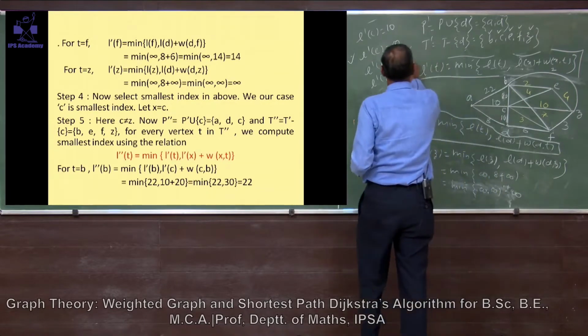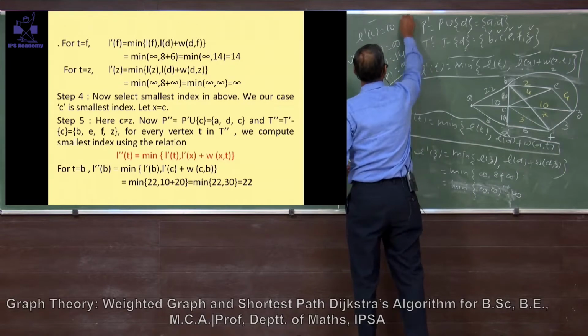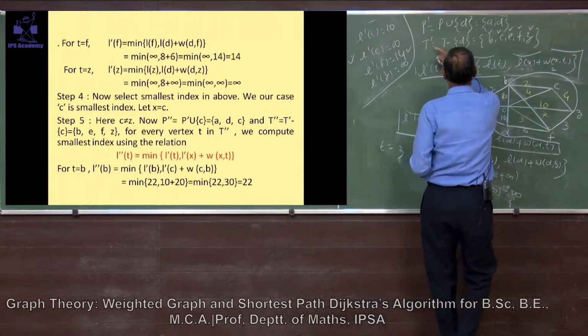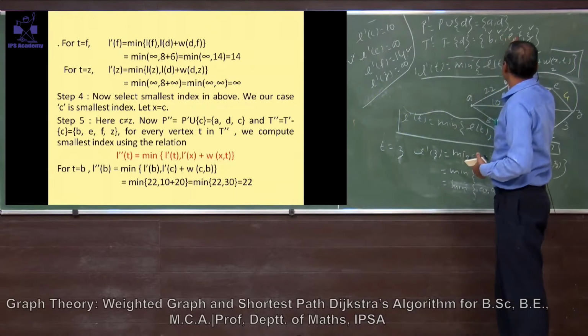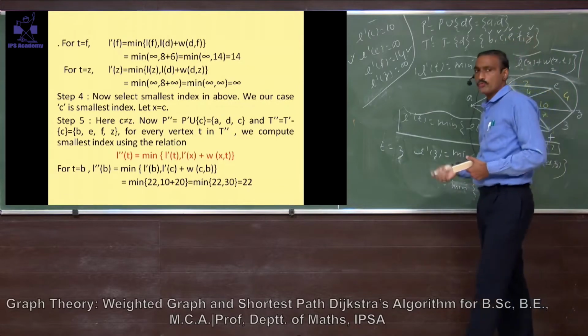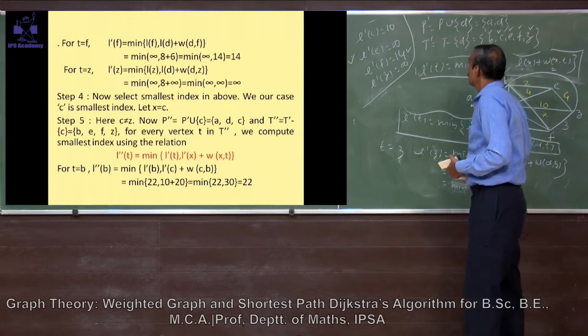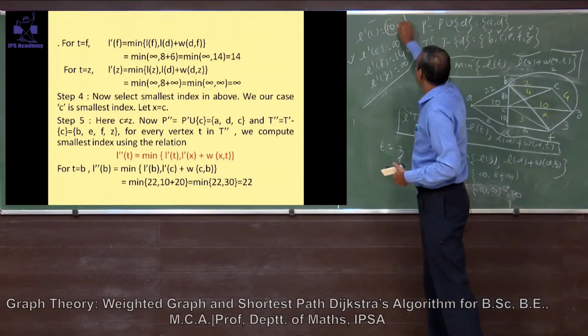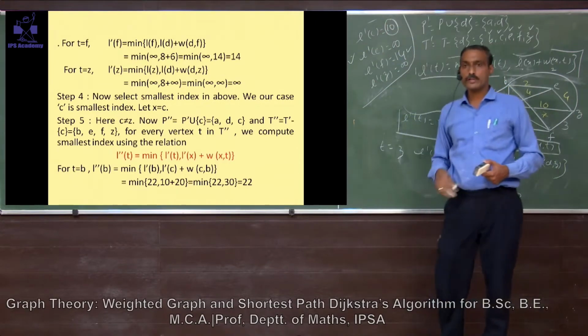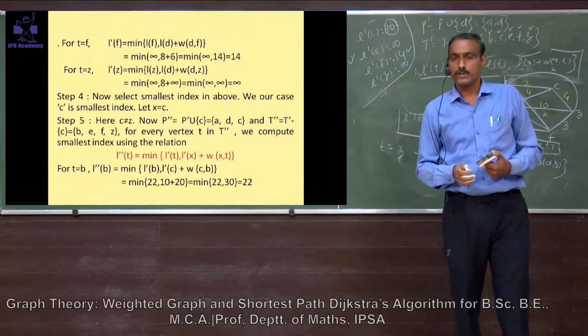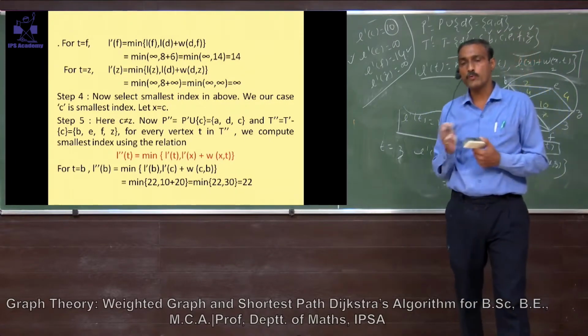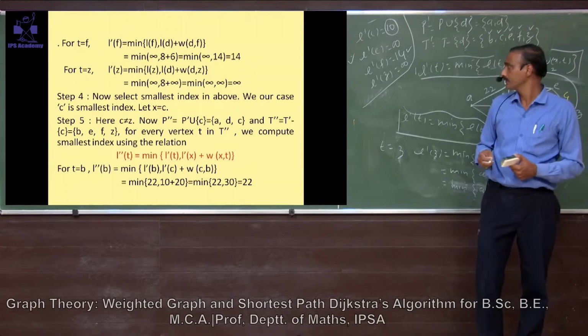So this is always infinity. So these are the index of remaining vertices of T', B, C, E, F, Z. Now we have to find the smallest index. So which one is the smallest here? Just to see, I think the smallest is C. Now we take C. Now we add the vertex C in our path and remove it from T'.